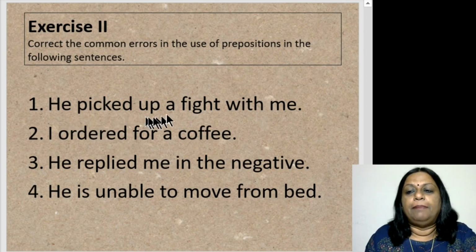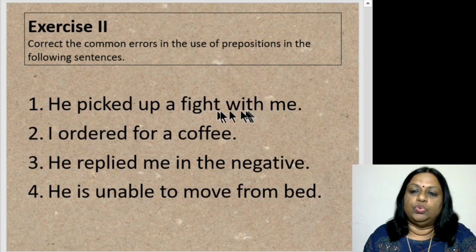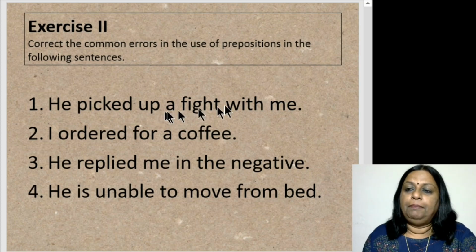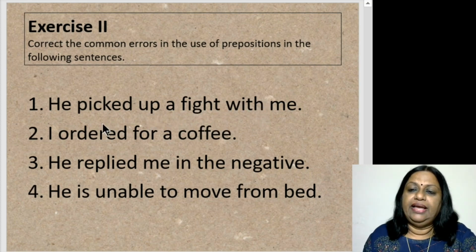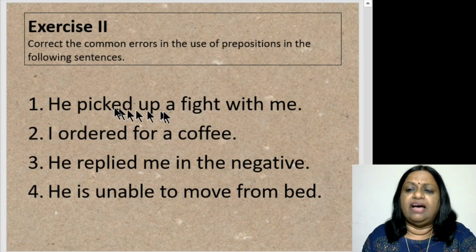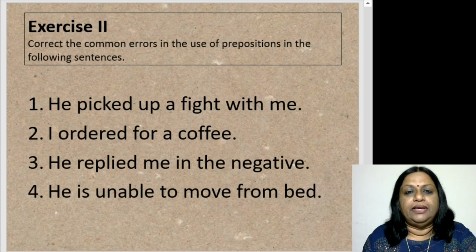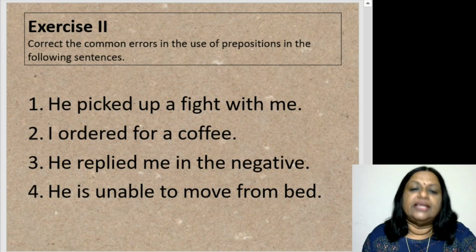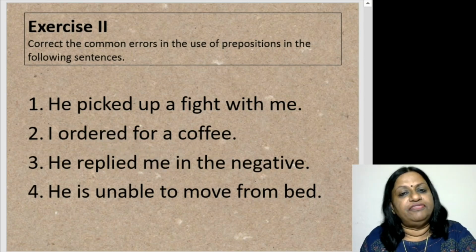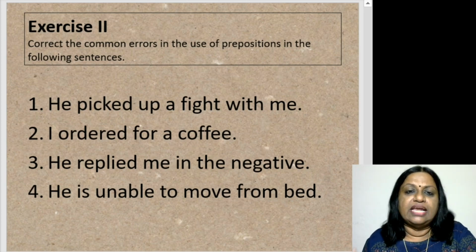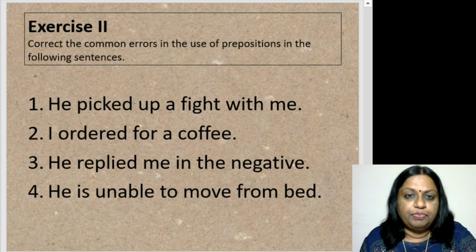He picked up a fight with me. Sentence 1. There is up and with, both are there. Up is unnecessary. He picked a fight with me. Now look at the second sentence. I ordered for a coffee. We don't need for here. I ordered a coffee is good enough. So this is an overuse of preposition.